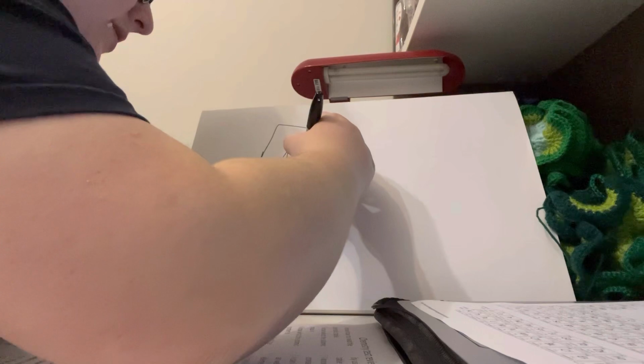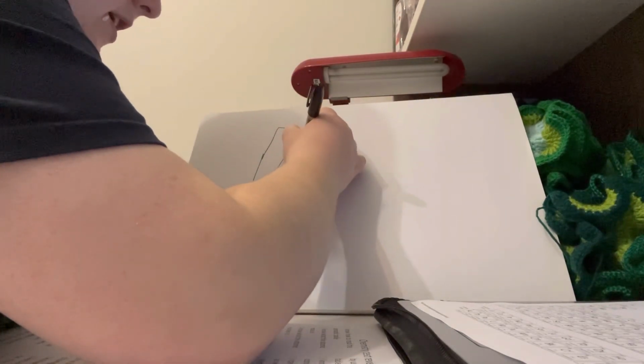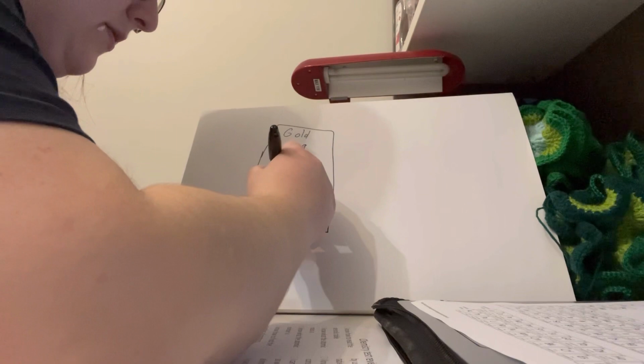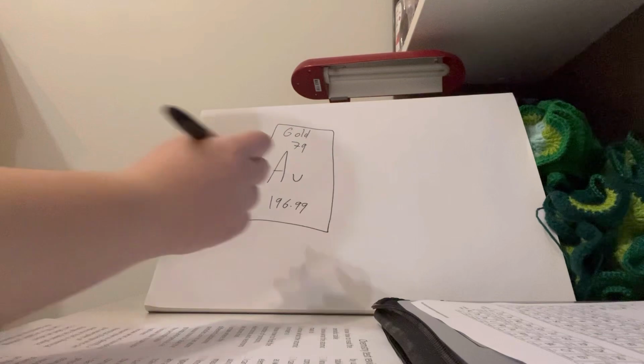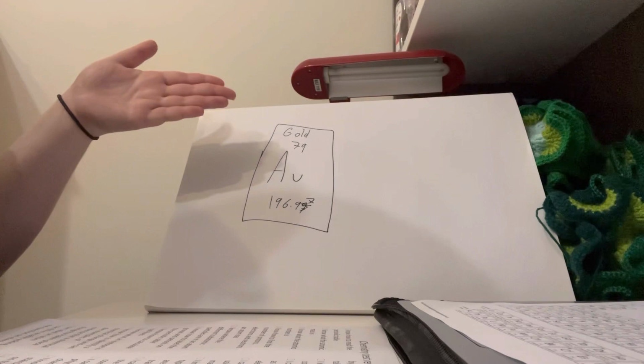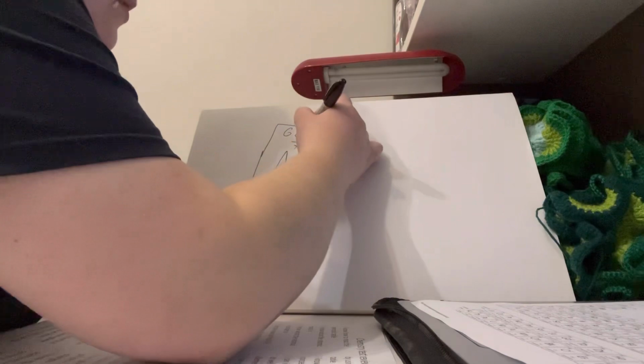So that's basically if I pull a random element off of the table, that's the element box. Let's go with Au. So that is gold. And the atomic number for gold is 79. And the atomic mass for gold is 196.9. Sorry, that's not a 7, that's a 7. So you need to be able to tell gold, atomic number for gold, atomic symbol for gold, atomic mass for gold.